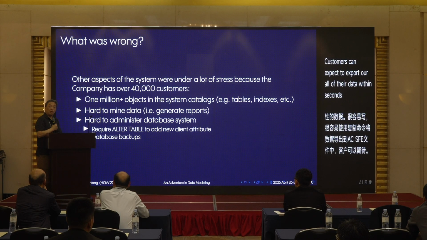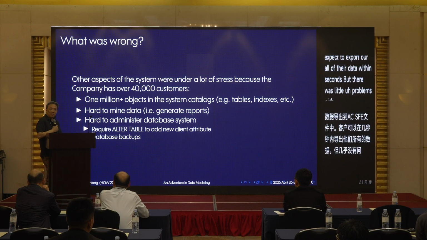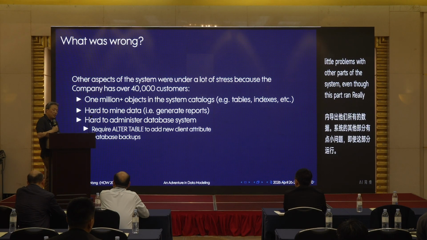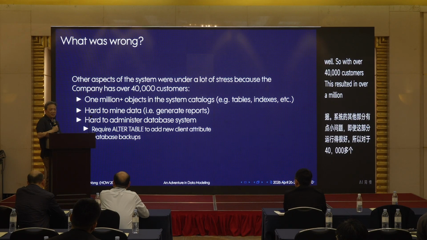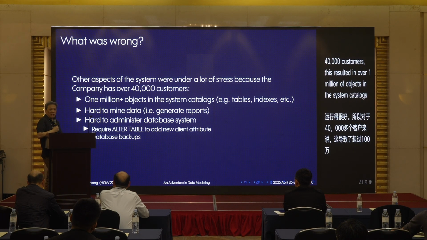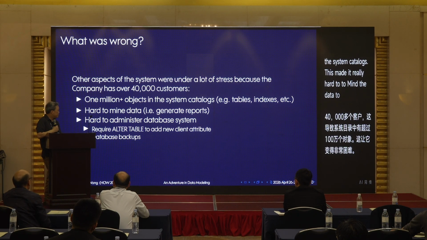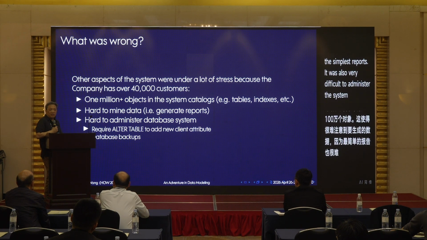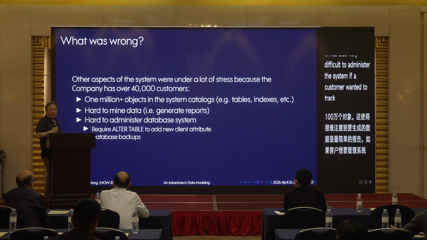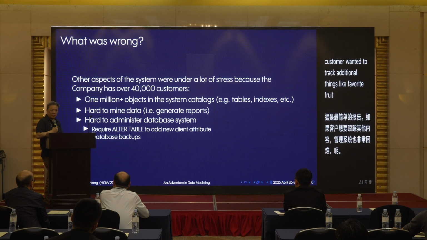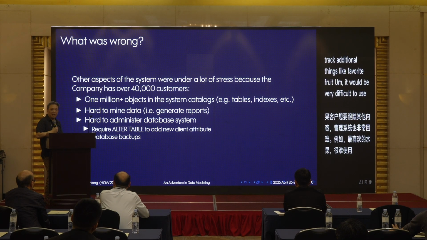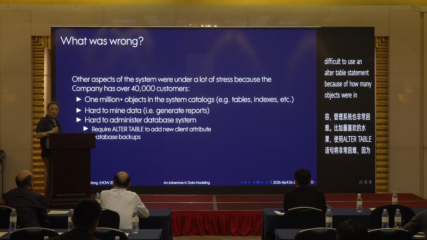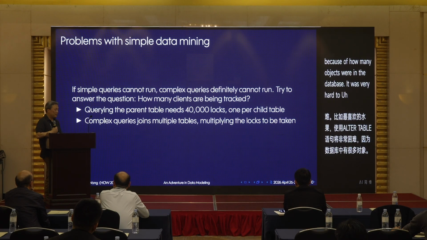But there were still problems with other parts of the system, even though this part ran really well. So with over 40,000 customers, this resulted in over 1 million objects in the system catalogs. This made it really hard to mine the data to generate the simplest reports. It was also very difficult to administer the system. If a customer wanted to track additional things like favorite fruit, it would be very difficult to use an alter table statement because of how many objects were in the database. And it was very hard to generate backups of the database.